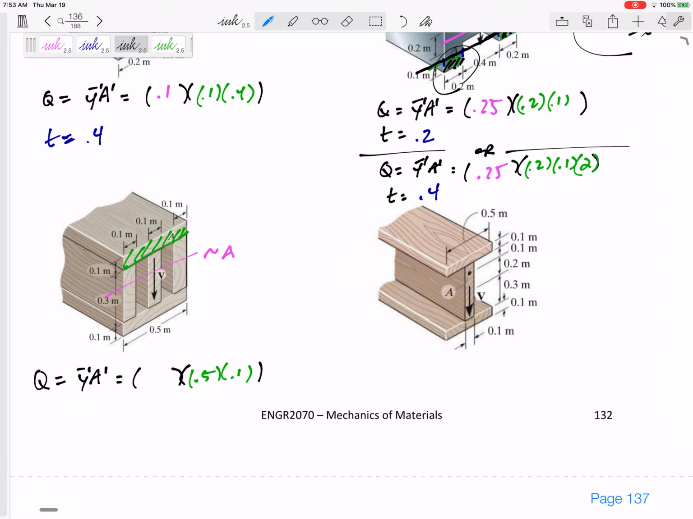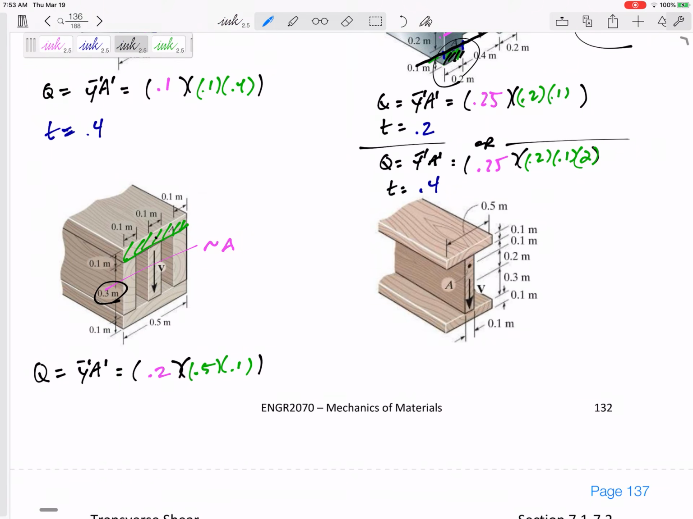And then the y bar prime, let's see, I would need to go 0.15 just to get to point A, but I need to go past point A to the centroid. I've got 0.2 as my y bar prime. And so here is the interesting part, the thickness. Well, the thickness.